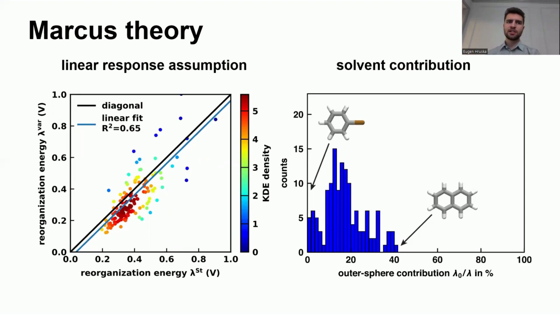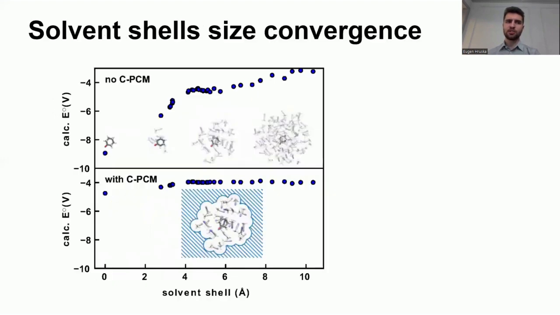Even less well understood is how much does the solvent contribute to the reorganization energy. Experiments generally show a large contribution, but I observe a small solvent contribution below 40% for the investigated small organic molecules. Another common question about explicit solvation is the size of the solvent shell necessary to converge the investigated property. A smaller solvent shell is desirable due to faster computation.